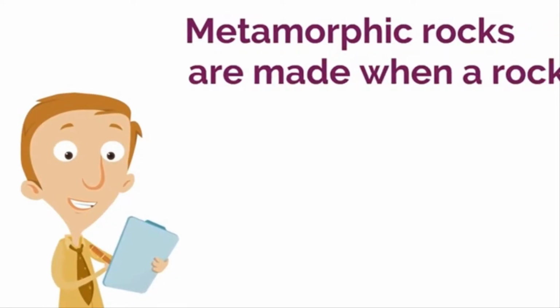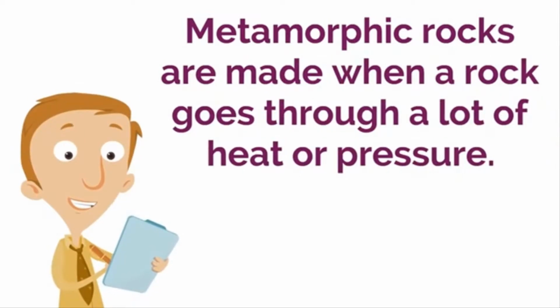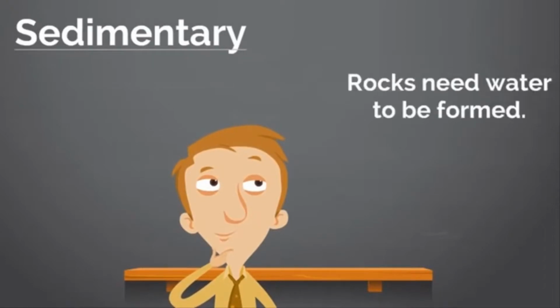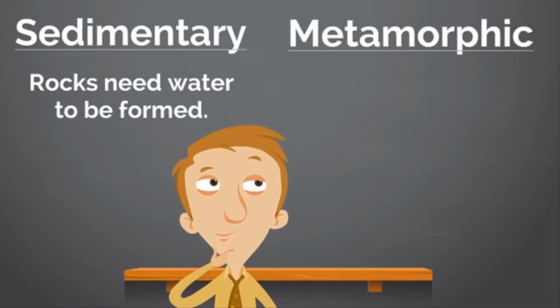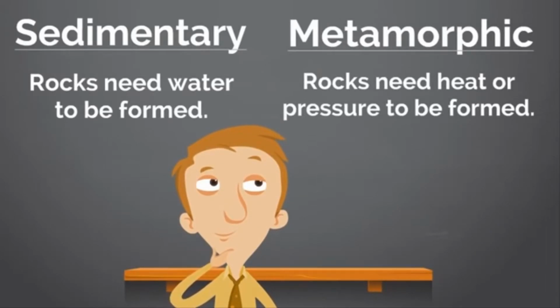Metamorphic rocks are made when a rock goes through a lot of heat or pressure. Remember, sedimentary rocks need water to be formed. They need water. Metamorphic rocks are different. Metamorphic rocks are rocks that need heat or pressure to be formed.